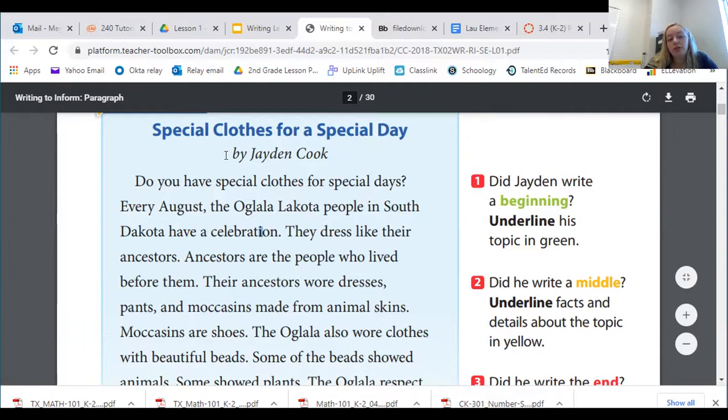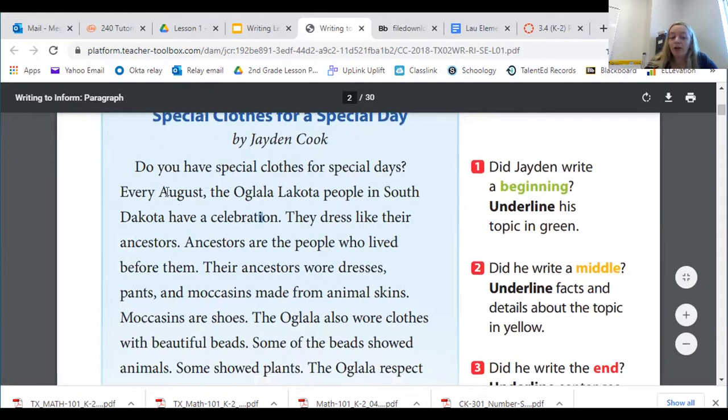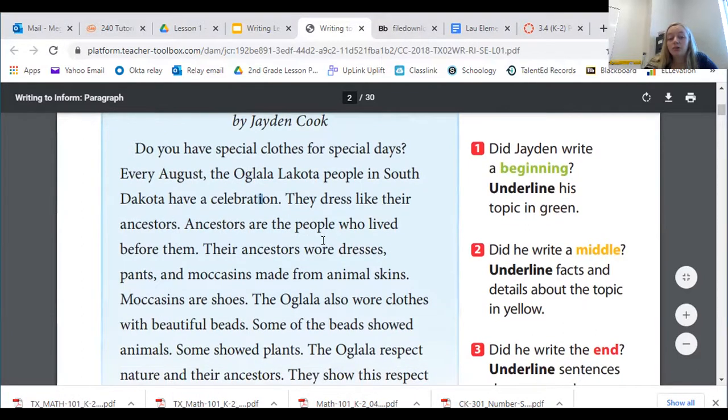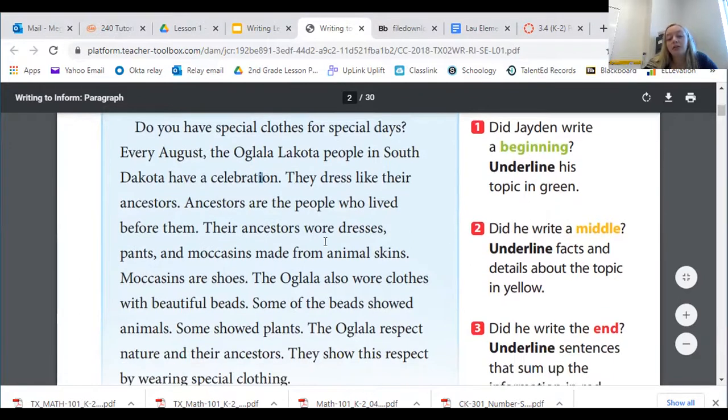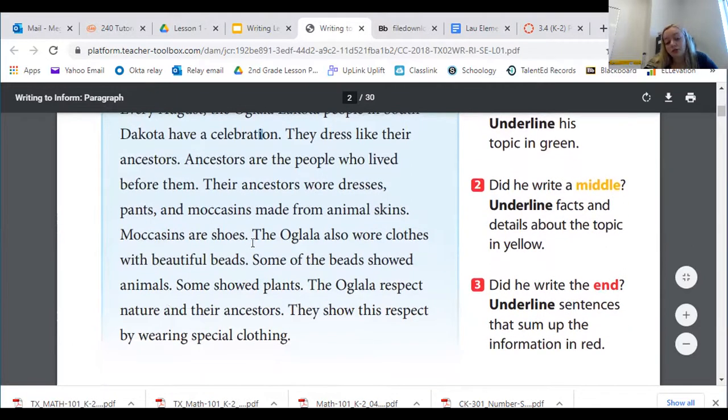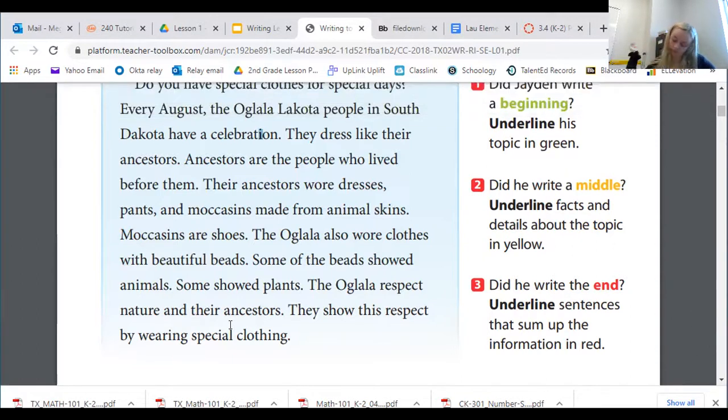Special Clothes for a Special Day by Jaden Cook. Do you have special clothes for special days? Every August, the Oglala Lakota people in South Dakota have a celebration. They dress like their ancestors. Ancestors are the people who lived before them. Their ancestors wore dresses, pants, and moccasins made from animal skins. Moccasins are shoes. The Oglala also wore clothes with beautiful beads. Some of the beads showed animals, some showed plants. The Oglala respect nature and their ancestors. They show this respect by wearing special clothing.